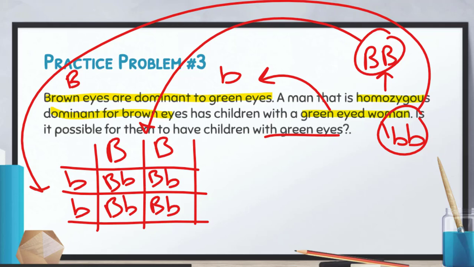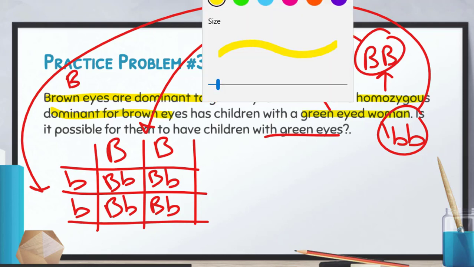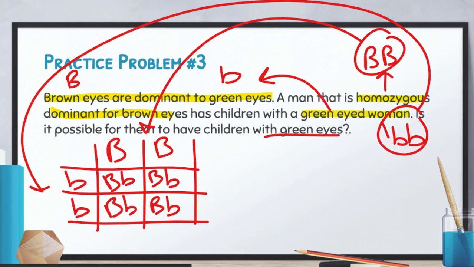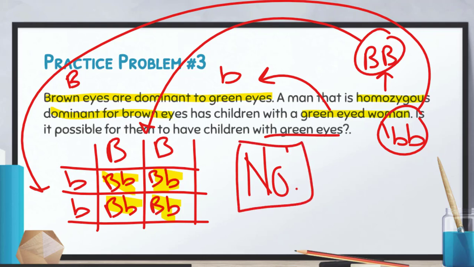All right. So is it possible for them to have children with green eyes? Well, if we take a look here, this child here will have brown eyes. This child here will have brown eyes. Again, the dominant masked the recessive. This child here, brown, and this child here, brown eyes. So all of them will have brown eyes. So is it possible for them to have children with green eyes? No. Okay. So again, I may ask you a couple different types of questions with this.